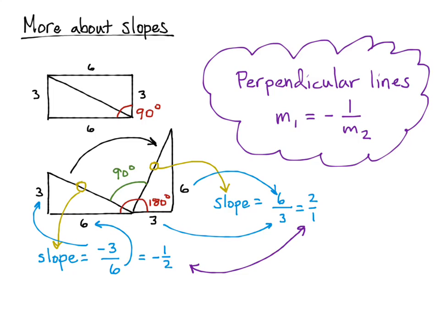Now this is just a diagram to justify that this slope is the negative reciprocal of the other slope. You just have to remember what's in the purple cloud there: if we want to find the slope of a line perpendicular to another, we choose the slope and we take the negative reciprocal.